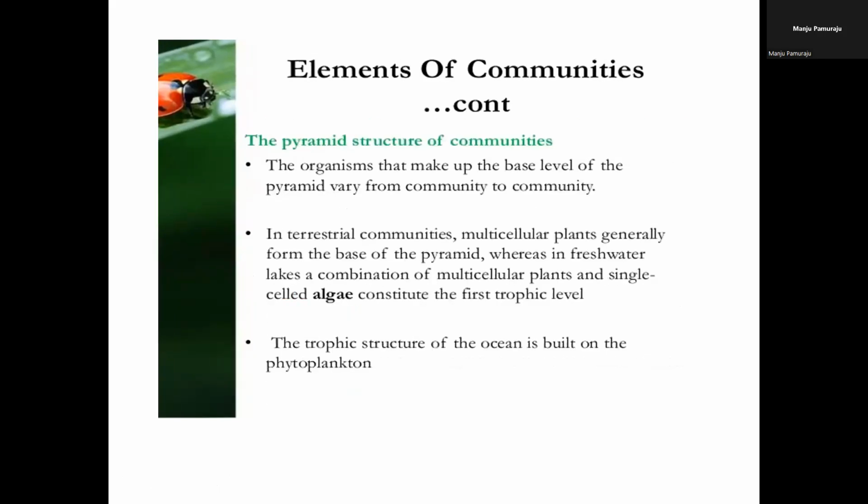Next one is the pyramid of structure. The organisms that make up the base level of the pyramid vary from community to community. In terrestrial communities, multicellular plants generally form the base of the pyramid, so here the autotrophs. Based on the ecosystem, for example, in the forest ecosystem the producers are trees, whereas in the grassland ecosystem the producers are grasses. So it varies from community to community.